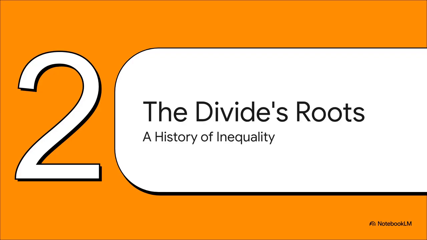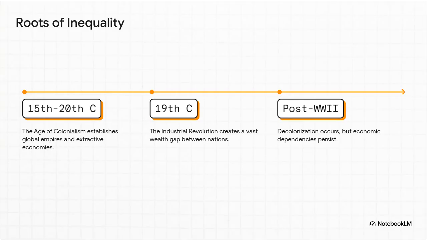And let's be clear, this division didn't just happen by accident. Not at all. It was built over centuries, and to get the full picture, we have to look back to its colonial roots. So how did this all play out? Well, the age of colonialism created massive global empires. Then the Industrial Revolution kicked off, leading to what historians call the Great Divergence, this huge split in wealth between the new industrial nations and everyone else. And even after colonies gained independence after World War II, the basic economic setup often stayed locked in place.